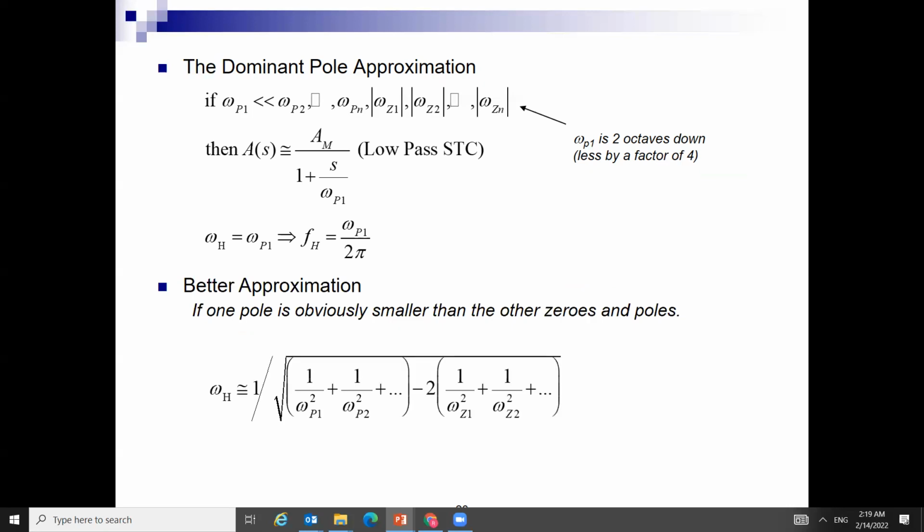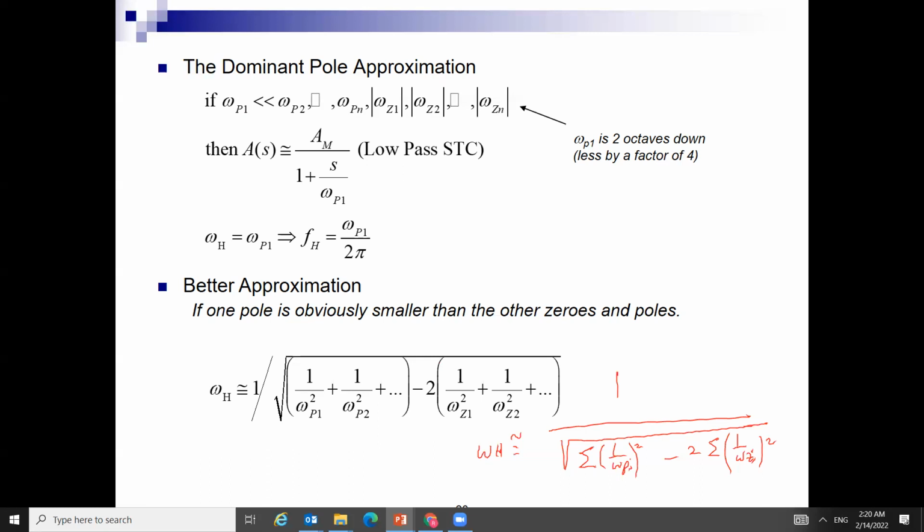And we're not going to derive the mathematics, but we can use the equation. The equation says that the 3 dB frequency can be approximated as 1 over the square root of the summation of 1 over omega pi squared, minus 2 times the summation of 1 over omega zi squared. The 2, as you will see next, comes roughly from the exact estimation, and 1 over root 2 is the 3 dB frequency, but here we're just going to use the equation as this.